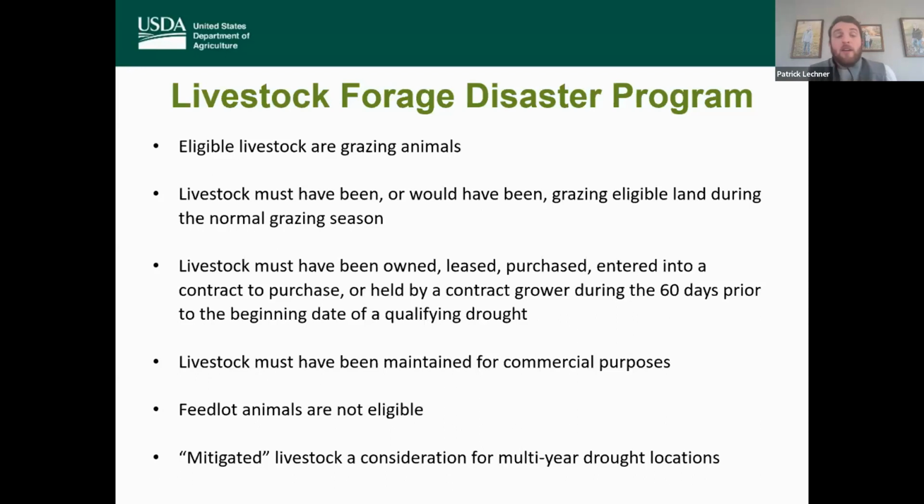Wanted to make note of mitigated livestock when we're looking at counties that have qualified for LFP and the drought conditions in multi-year forms. So if we've got counties that have qualified for multiple years of LFP, and as a result of the drought conditions, they've had to sell off some of their herd or sell off livestock, those can be included in an LFP application and will be accounted for.